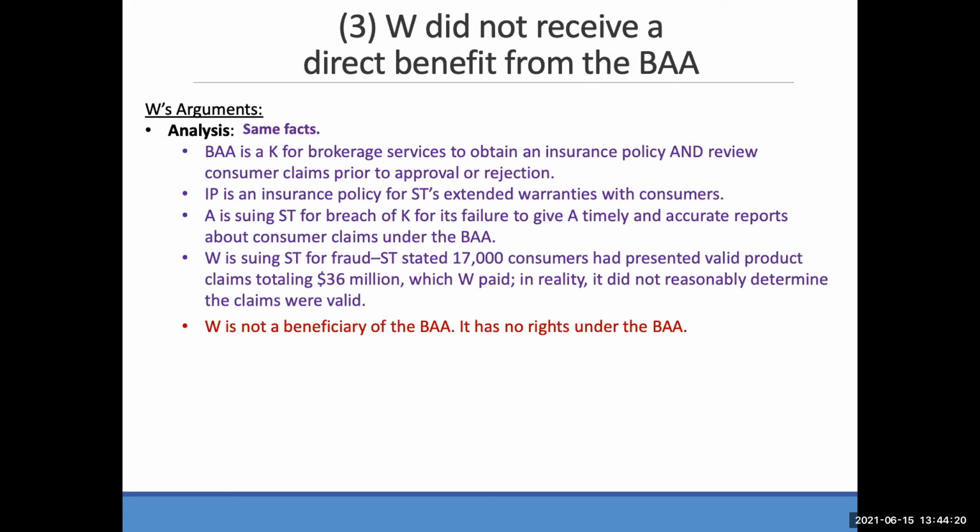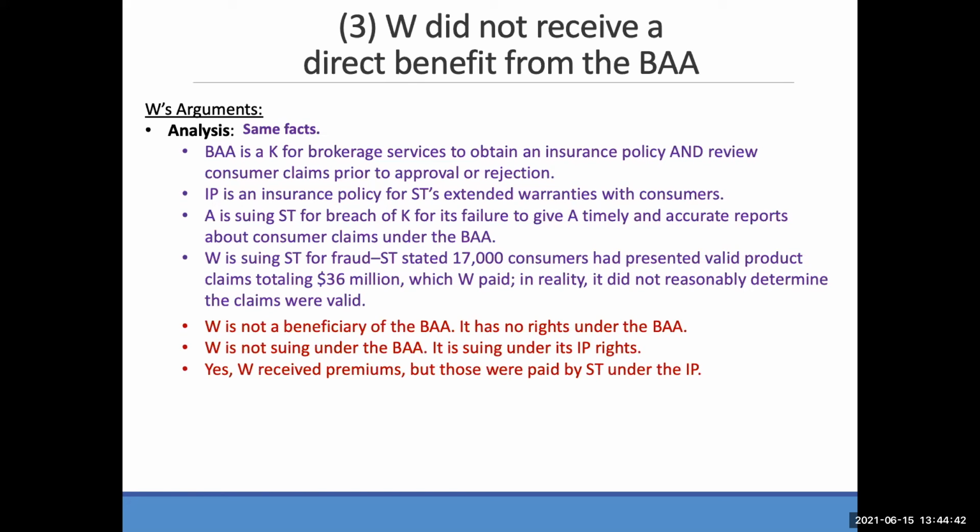And even in an essay, you can have facts applied to multiple issues, but how those facts are interpreted and are supporting an argument under a standard of law depends on the situation. And so here we're talking about the beneficiary direct benefit. We could also argue W is not suing under the BAA, it's suing under the insurance policy. We admit, yes, it received premiums. That's the counterargument, admitting that's something that happened, but those were paid under the insurance policy. It wasn't paid under the BAA.